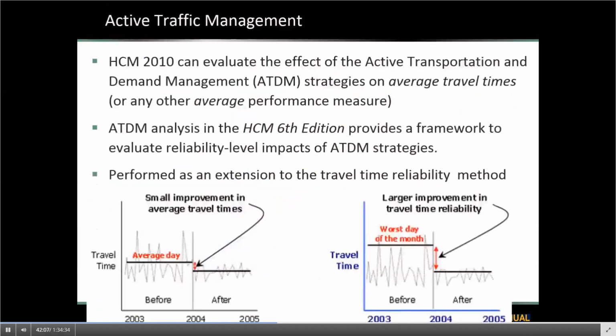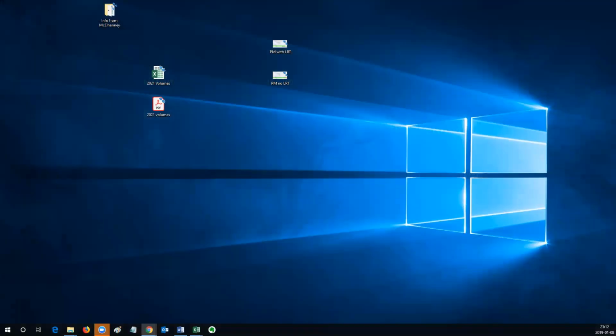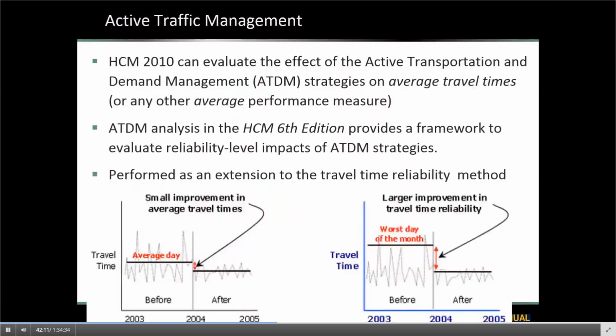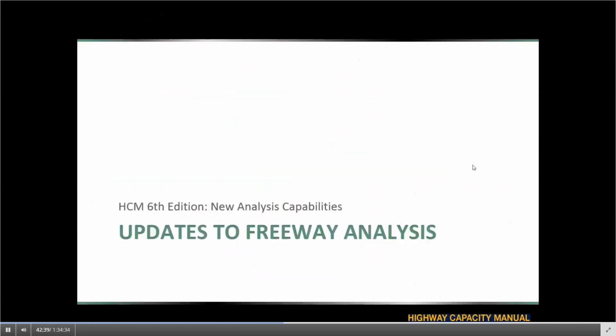Turning to active traffic management, the HCM 2010 was able to evaluate the ATDM effect on average travel times. There's a typo there on the top of the slide. Now in the 6th edition, we're able to quantify that reliability impact that I've mentioned before. Looking at the two charts at the bottom of the screen, even small changes in the average travel time may result in large improvements in the reliability, which can now be quantified as an extension to the reliability method.